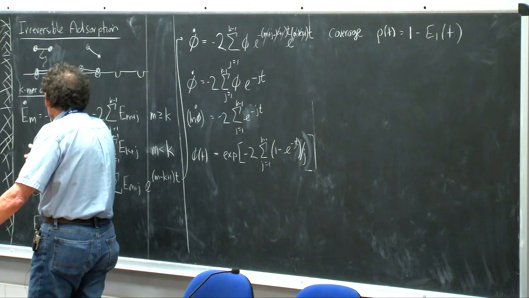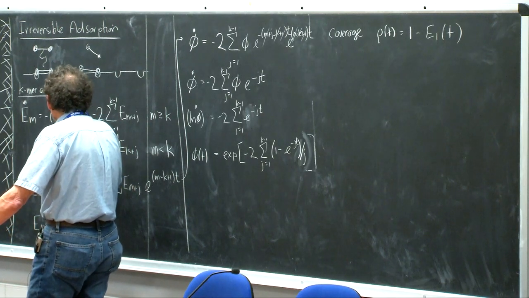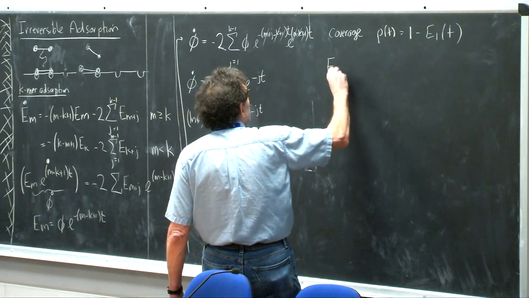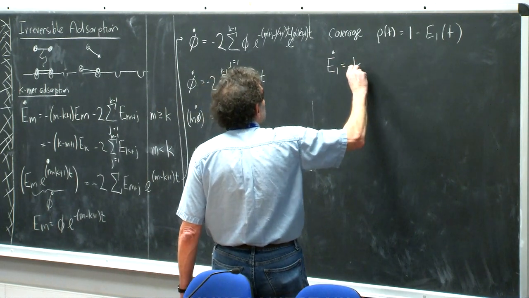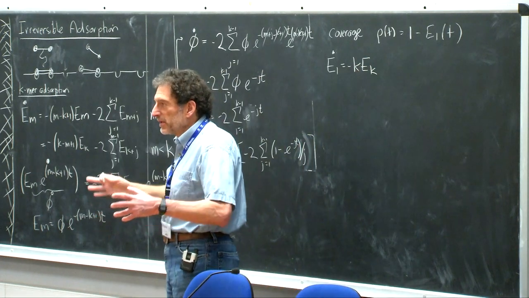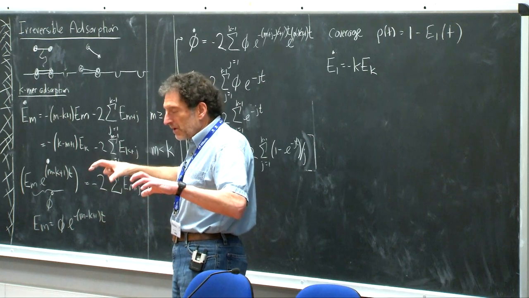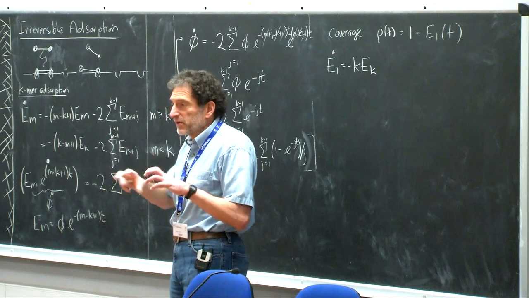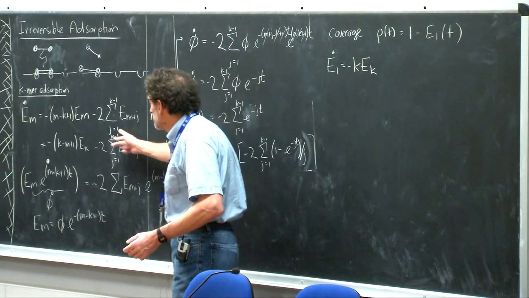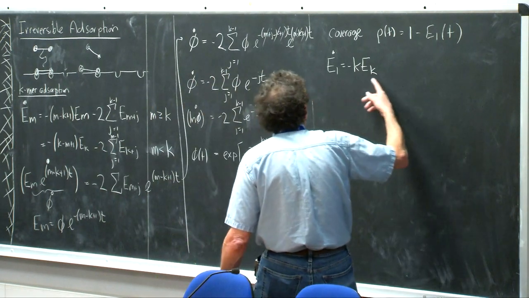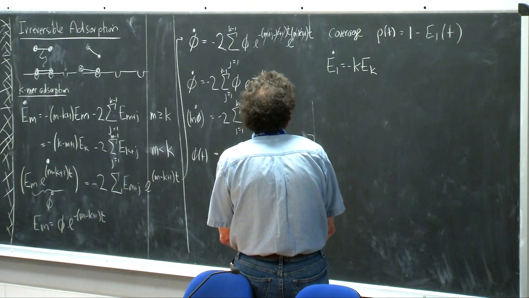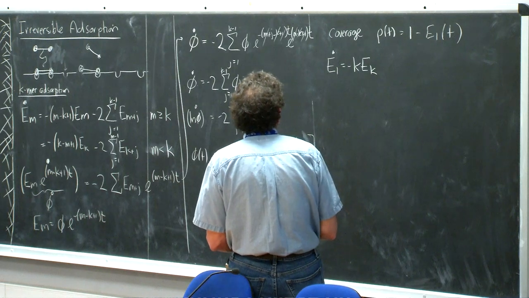E1 dot is minus k Ek. So look at the equation for E1 dot. It's equal to minus k Ek, which makes perfect sense. If I have a gap of size 1 and a car of size k, the car can park in any one of k places and cover a gap of size 1. And there's no possibility of edge parking, so this term doesn't play any role. So this is the equation for the gaps of size 1.